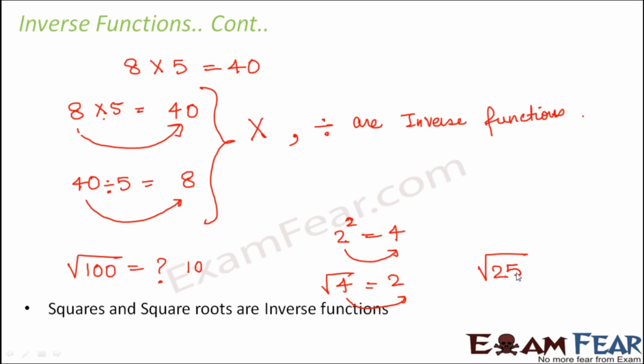If I ask you what is the square root of 25, you need one such number which when multiplied by itself gives you 25. The answer would be 5, because 5 square is equal to 25, that is 5 multiplied by itself gives you 25. So this is square root. I hope you understood what is square root. Square root is a new function for you. It is the inverse function of square.